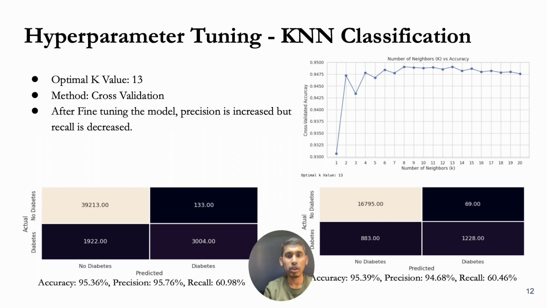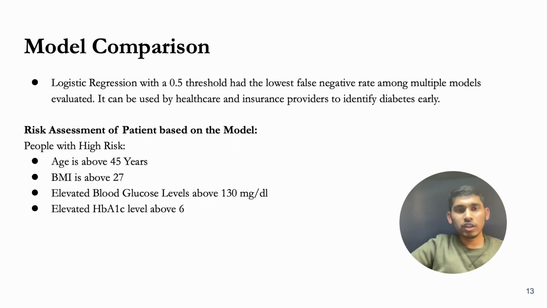After fine tuning the model, the precision is increased but the recall is decreased. On comparing these three models, the logistic regression with a threshold value of 0.5 has the lowest false negative rate. So we can use this model to integrate with electronic health records to identify diabetes.